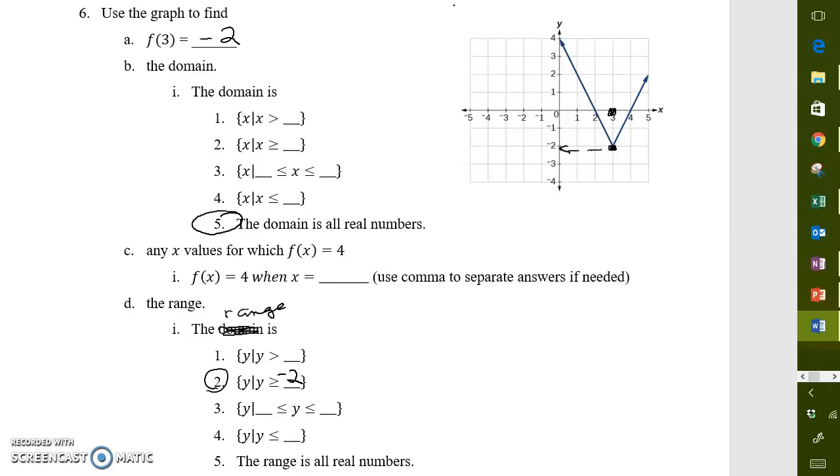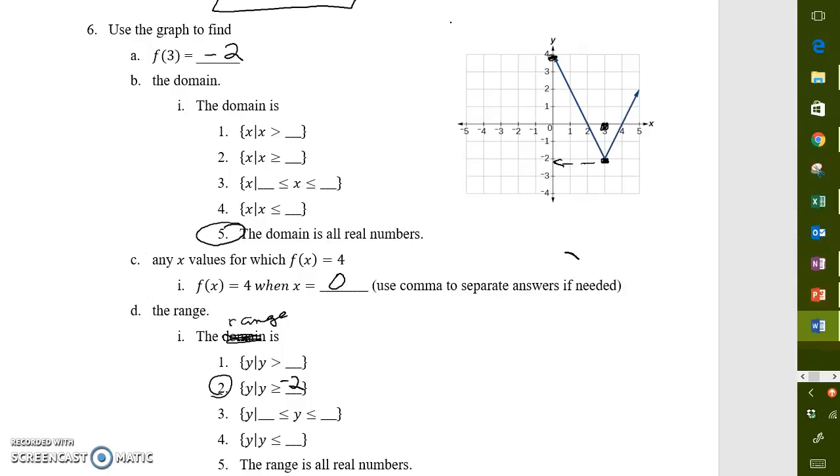Now let's go back to C and find any x values for which f of x equals 4. In other words, where does y equal 4? And y equals 4 right here, and it looks like x is equal to 0 when y equals 4. Sometimes you'll get a graph that crosses in two places, although if a vertical line crosses the graph in two places, then it wouldn't be a function. And that's it for number 6.